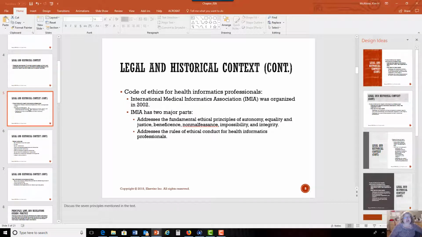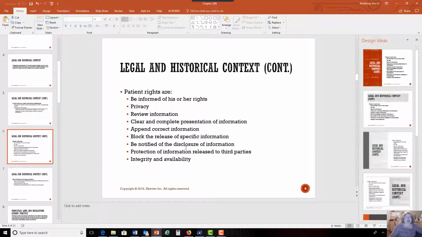There is a code of ethics for health informatics professionals, and that was created in 2002, and it has two major parts. It addresses what the fundamental ethical principles are, and then it addresses the rules of conduct. And this code of ethics also includes business ethics as well, because informatics is both a healthcare and a health-related field, but it also involves the use of business. And so we need to look at the code of business ethics as well when we're thinking about this.